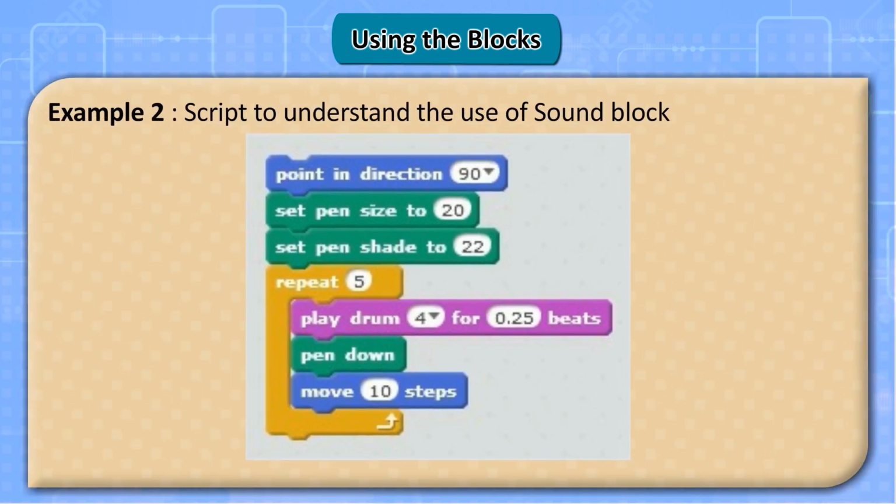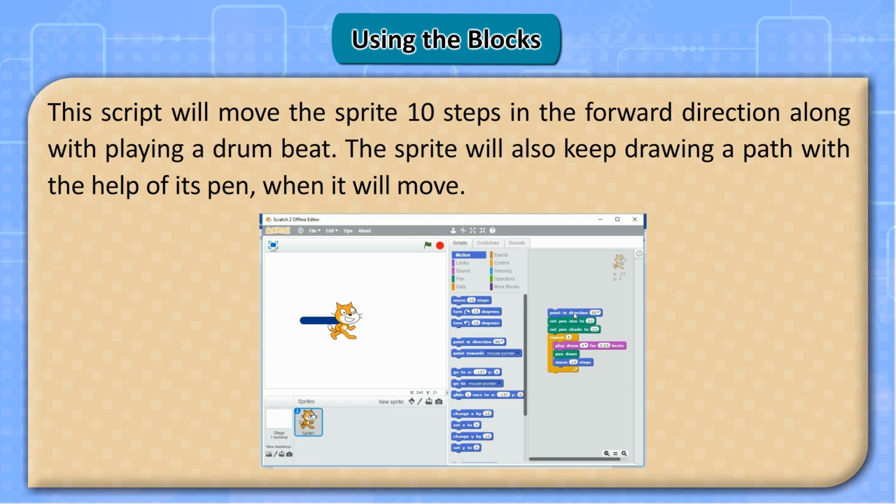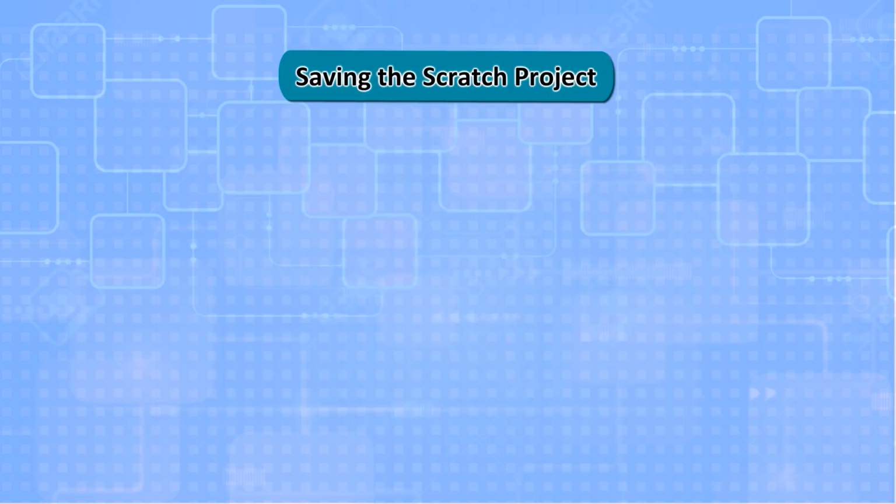Example 2. Script to understand the use of the sound block. This script will move the sprite 10 steps in the forward direction along with playing a drum beat. The sprite will also keep drawing a path with the help of its pen when it moves.